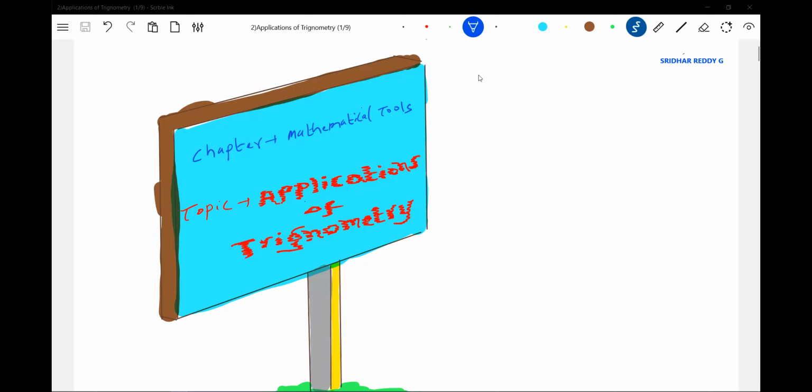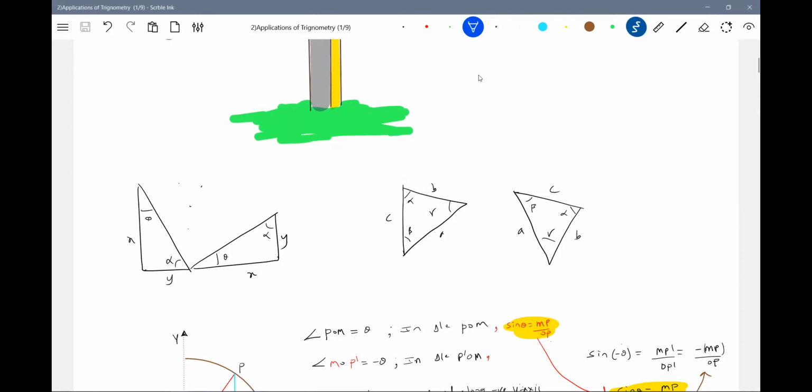So in trigonometry, we are taking the applications of trigonometry, or we will go further and explore the remaining part of trigonometry. So let me start with the first slide.